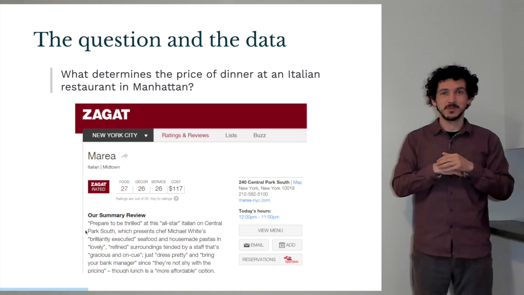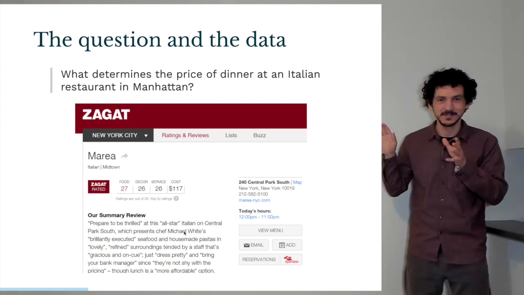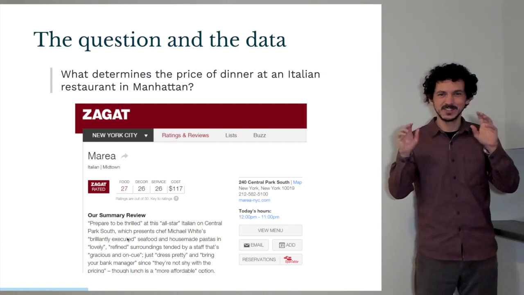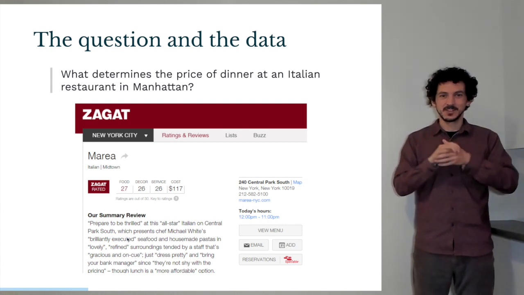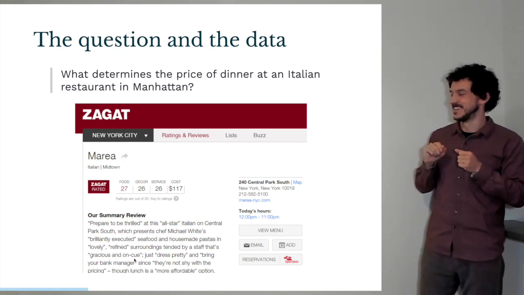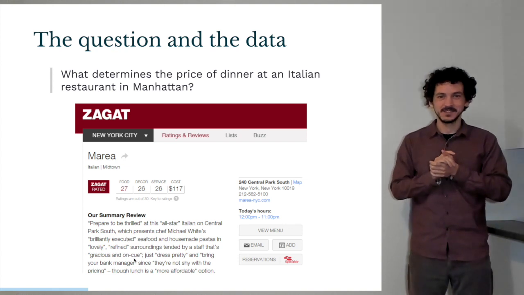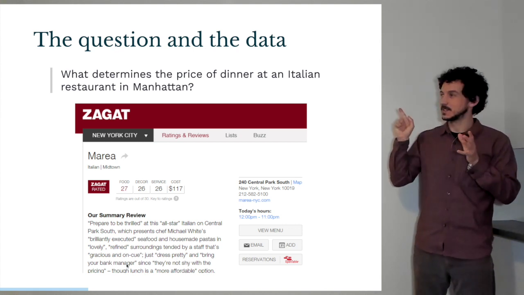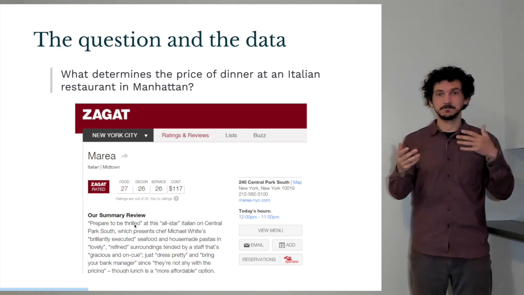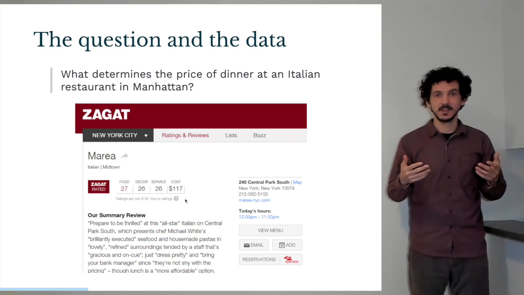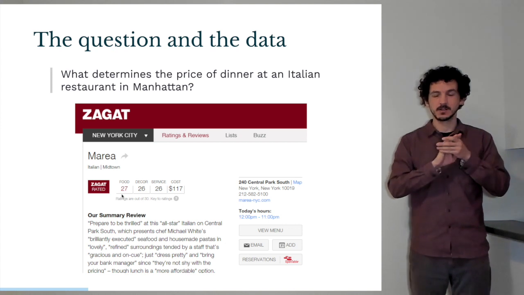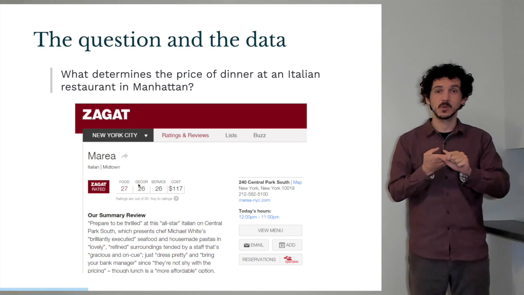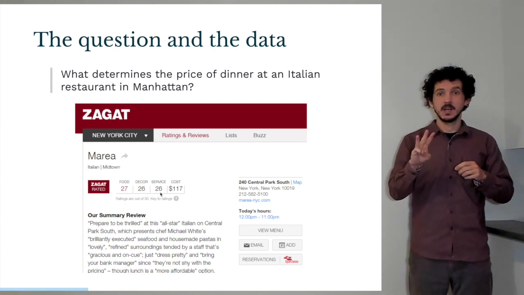which you could imagine parsing and pulling out some interesting information. We see for this particular restaurant that you should prepare to be thrilled, that it's brilliantly executed, lovely and refined, gracious and on cue, but they tell you to dress pretty as well and bring your bank manager. And we see this reflected in the numerical scores that they're also providing. We see four numerical pieces of data collected there: the food score, the decor score, and the service score, and then the cost.